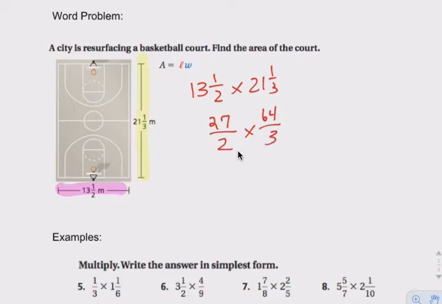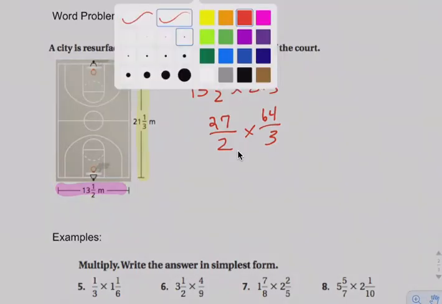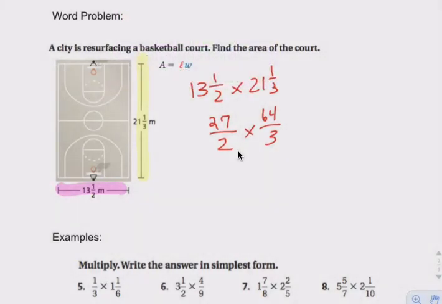Okay. Cross cancel. I'm not too fond of the idea of multiplying 27 times 64. So we'll look on our diagonals and see if we can simplify this before we multiply. We can see that 3 goes into 27 9 times, and 3 goes into 3 once, and 2 goes into 64 32 times, and 2 goes into 2 once. So our answer is something over 1.